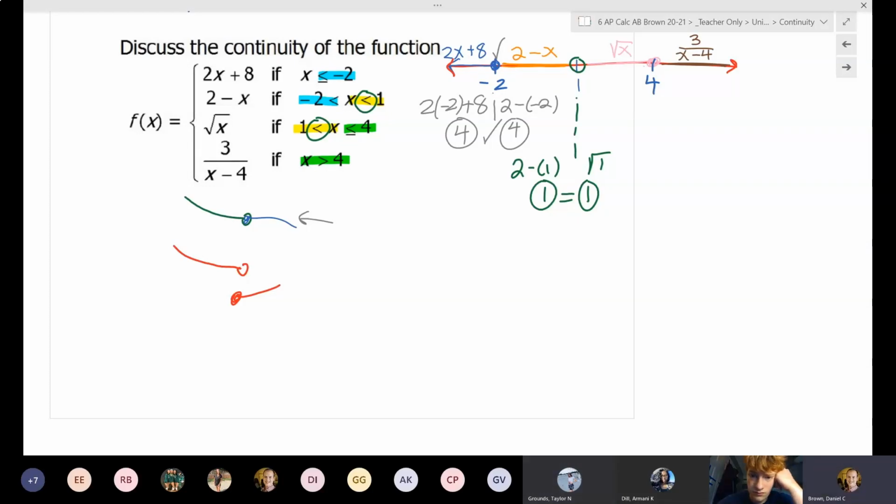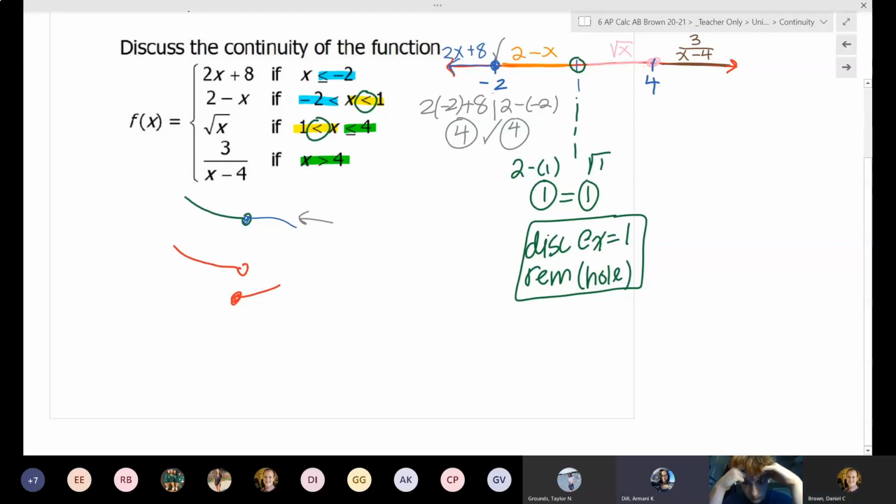No. And if we want to classify it as discontinuous at x equals 1, what type of discontinuity do we have? Removable. Removable or non-removable? Removable, because it would just be a hole in the graph. How can we know that that's a hole and not an asymptote? We know it's a hole because the limit from the left and the limit from the right are both 1, so they're approaching a value. Okay. And so then we can try what's happening at 4, right?